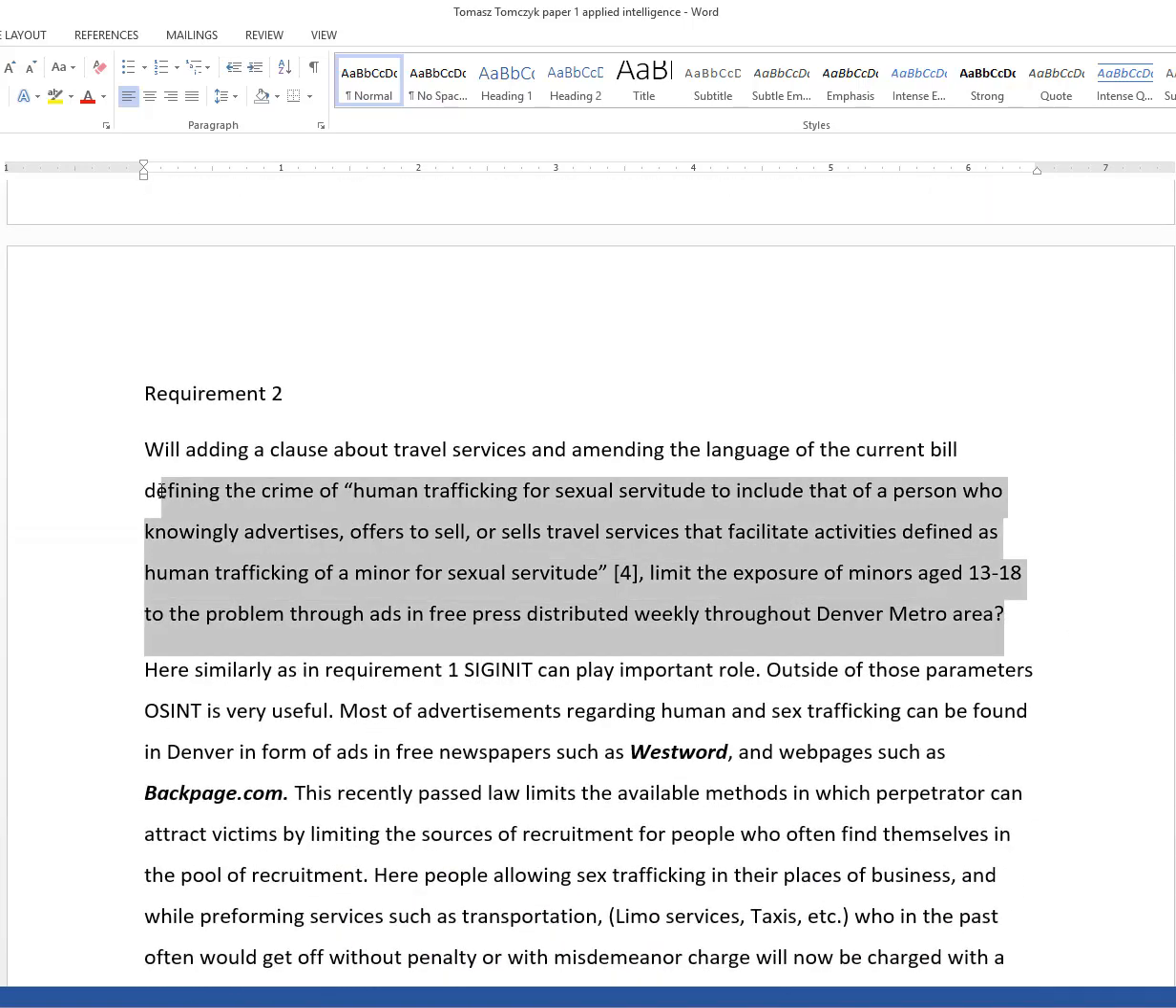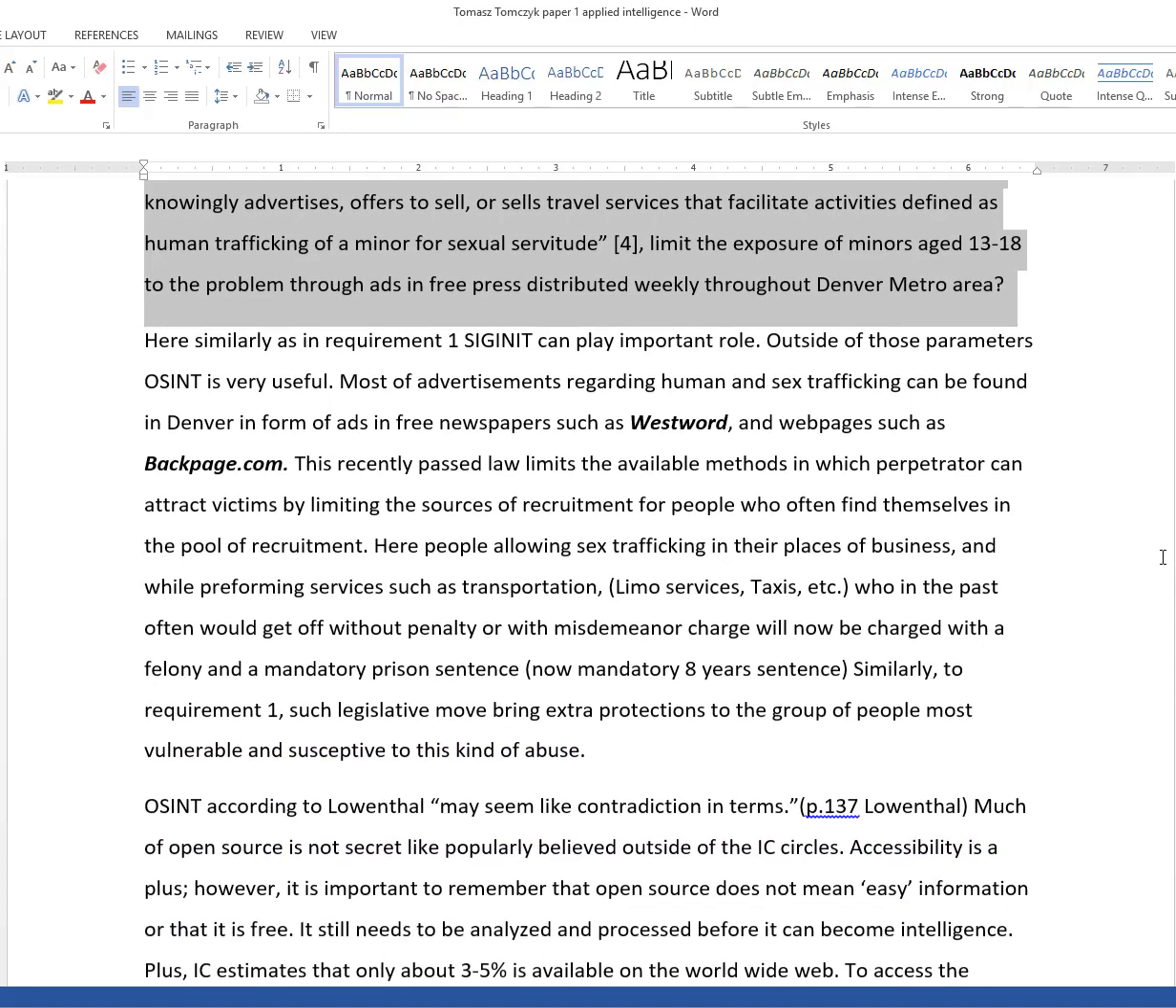Second one, again, nice and detailed requirement here. Very specific, again, and it answers all the issues I brought up. It's specific, it's timely, you can collect on it, and it's something that's controversial. It's not very obvious what the answer is. So again, that's kind of what I'm looking for.